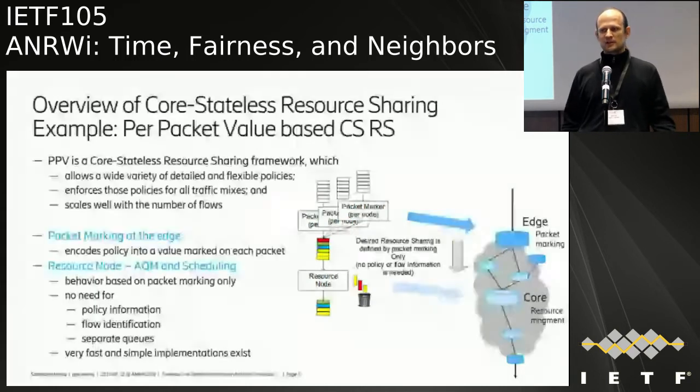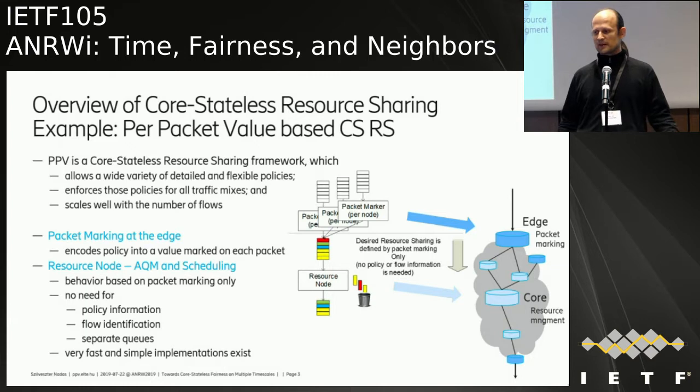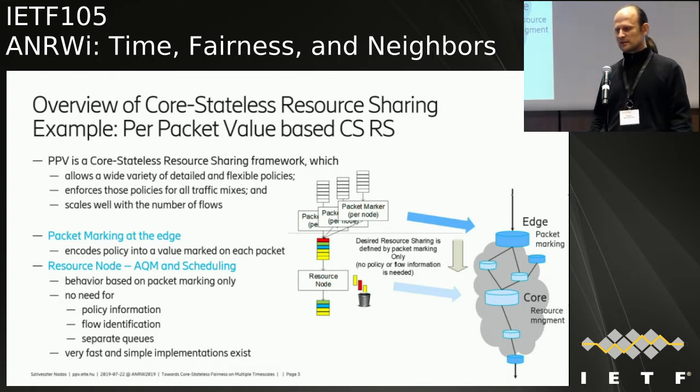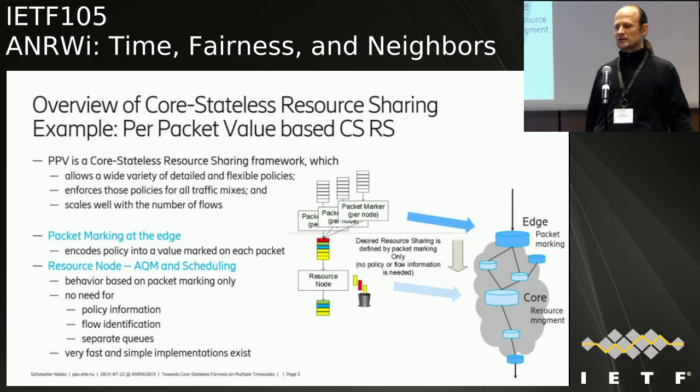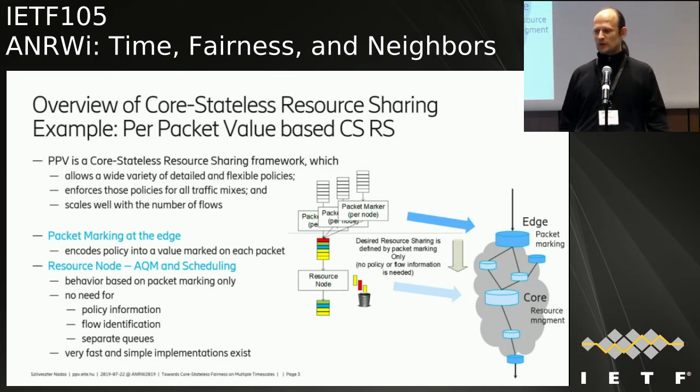There are two components: packet marking at the edge, and the resource node everywhere else, mainly in the core, which does AQM and scheduling. Packet marking at the edge encodes the policies into a value marked on each and every packet. There is a packet marker per flow, being the unit where we have resource sharing policies. Based on that packet marking, the resource node doesn't know about policies or flows. It doesn't have to have separate queues. It only does its behavior based on packet marking and packet marking only.